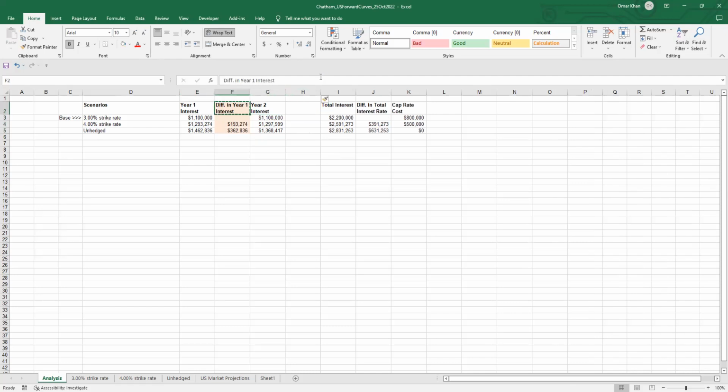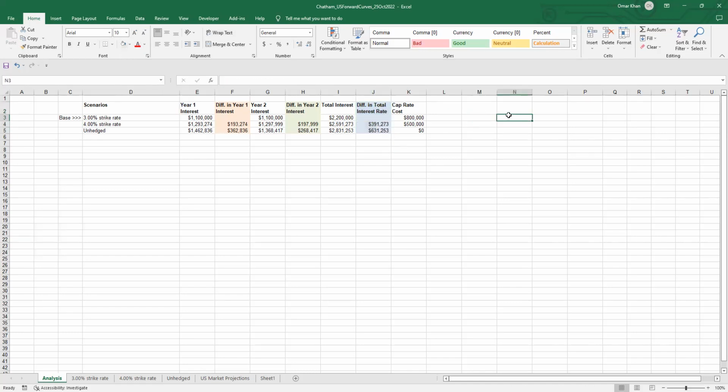We're going to do difference in year two interest. I'm going to use a different color here just for ease of reference, right? Going to use a nice green, going to use the same formula. In year two, we're just going to compare our costs. We're going to pay $197,999, basically $198,000 more in the 4% strike rate versus the 3% strike rate, and in the unhedged position versus the 3% strike rate, we're going to pay $268,417 more, right? I'm going to use a different highlight over here.